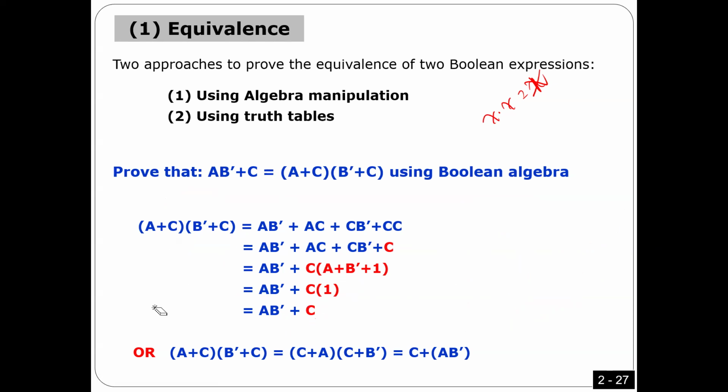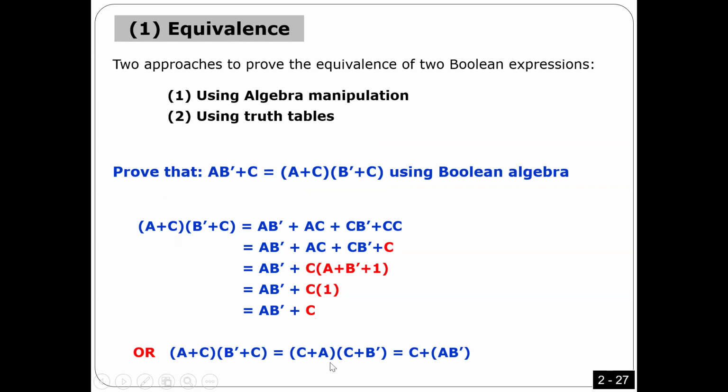Here I will do this proof in an easier way, a much easier way. Still, I'm going to take this one and reach this one. I will do the opposite as well, but let's do it in a different way as you see here. Look how I made it. A or C is the same as C or A. It's the same thing, right? B prime or C is the same as C or B prime.